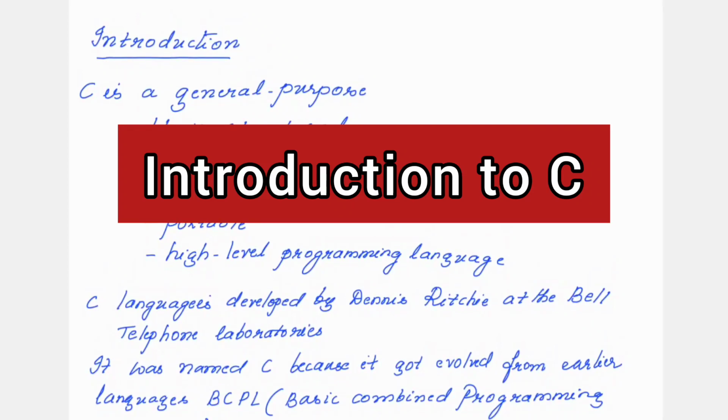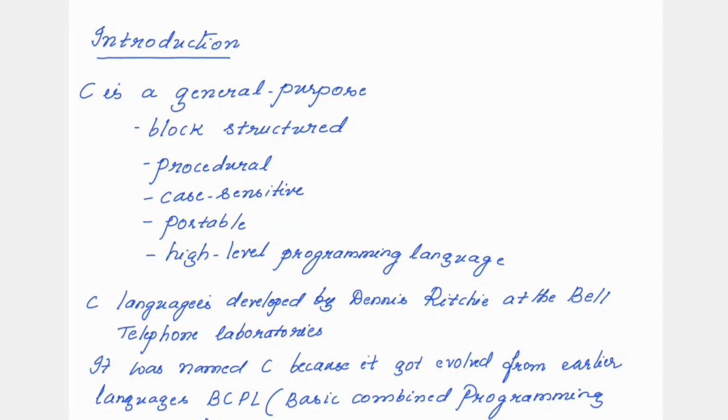This is the first lecture video on C programming language. The title here is Introduction to C Programming. I would like to first tell you the features of the C language. It is a block structured language. If you look here, I have listed a few features: block structured, procedural, case sensitive, portable, high level programming language. When I say it is a block structured language, what does this mean?